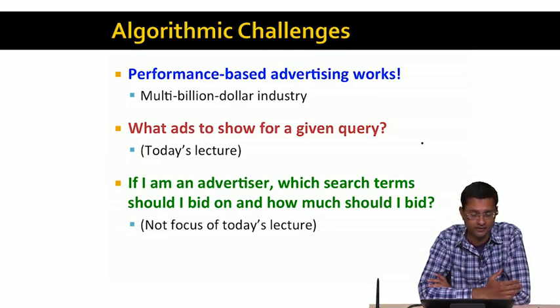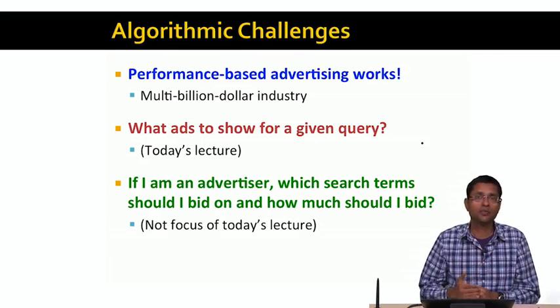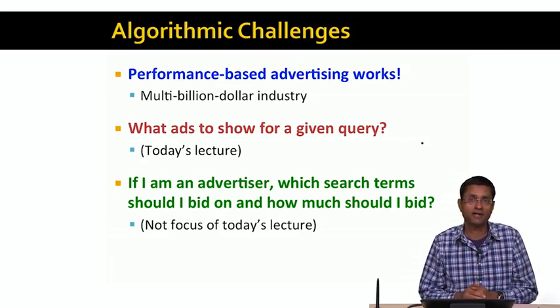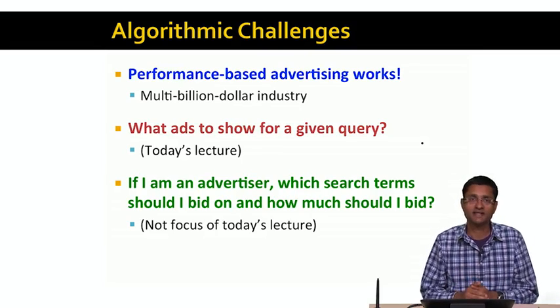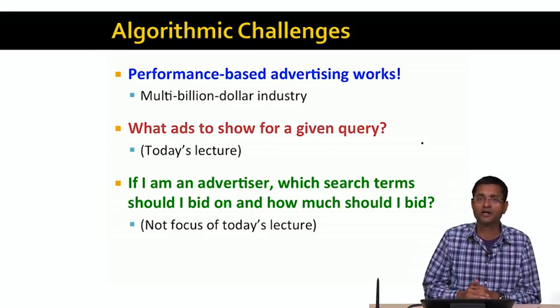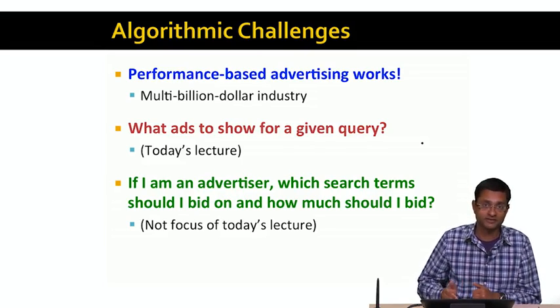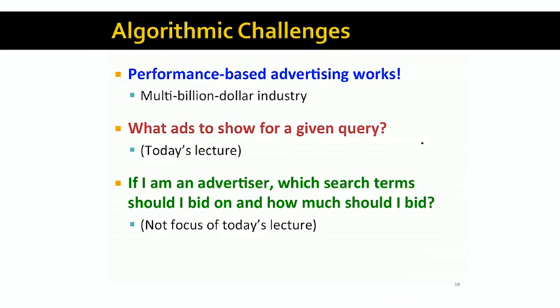They roughly fall into two buckets. The first bucket is from the point of view of a search engine, which is what ads do I show for a given query? And that's the topic of today's lecture. And the second set of challenges come from an advertiser point of view. The problem here is if I'm an advertiser, which search term should I bid on and how much should I bid for those search terms? Now, this is not the focus of today's lecture, but it's in fact a very important problem, and there's an entire industry segment that focuses around this problem as well.